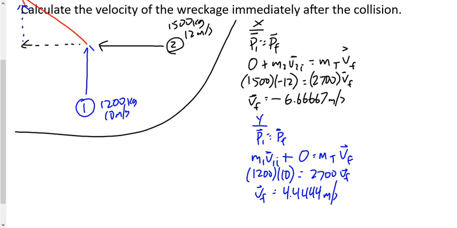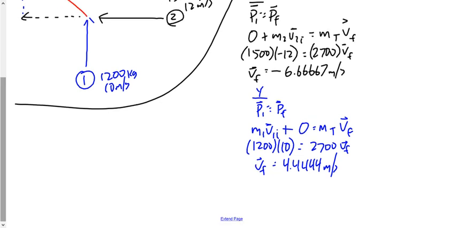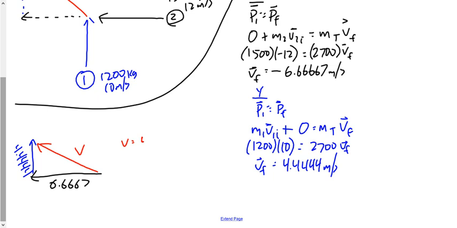Now what? Let's draw a vector diagram here. We have 6.66 to the left. We have 4.44 upward. We know it's left because it's negative. We know it's upward because it's positive. And we're going to find the resultant vector by doing the Pythagorean theorem.